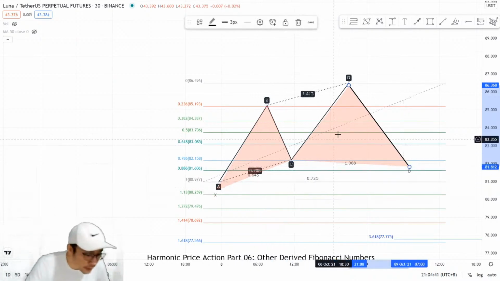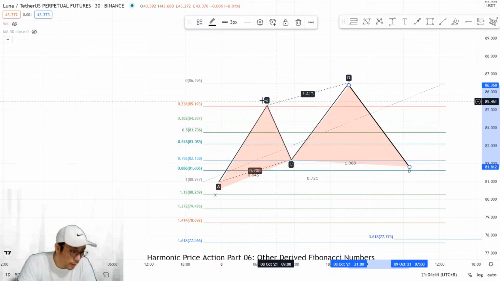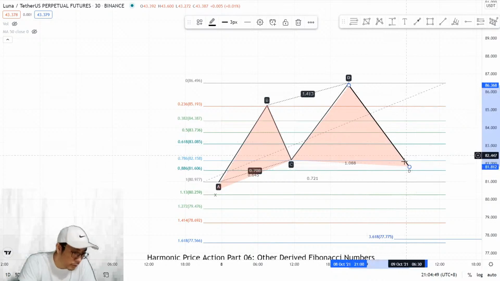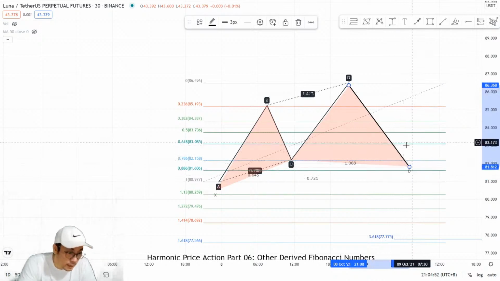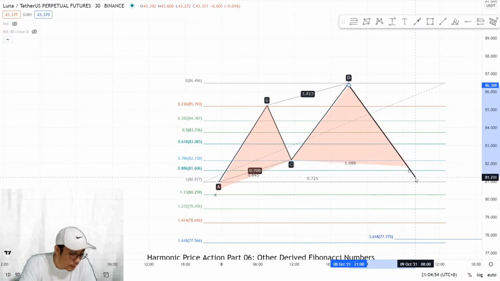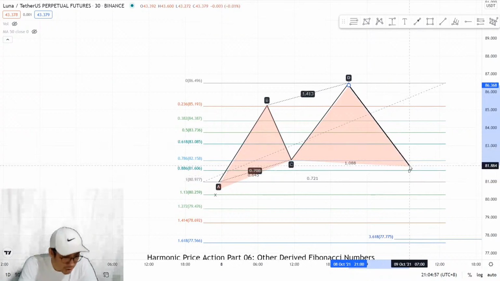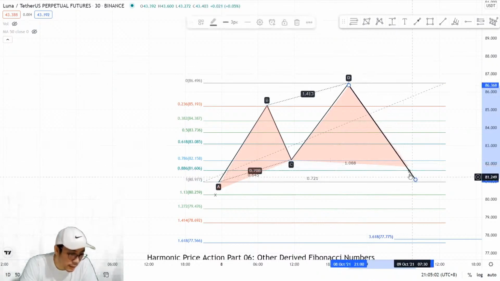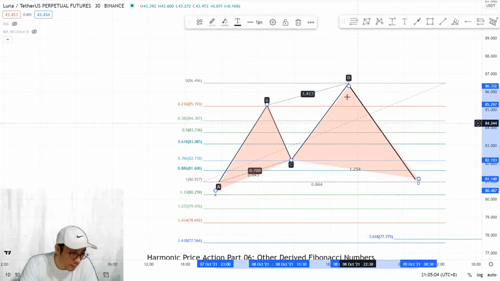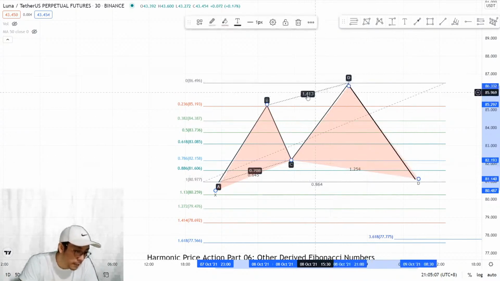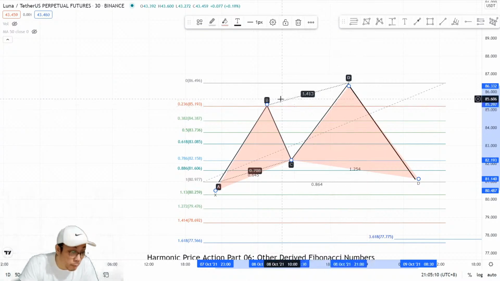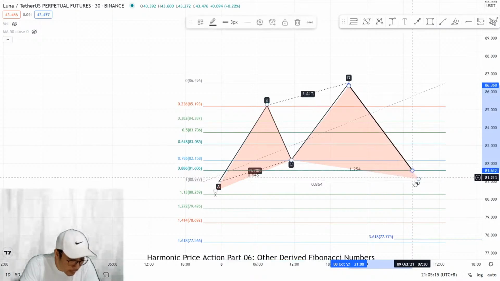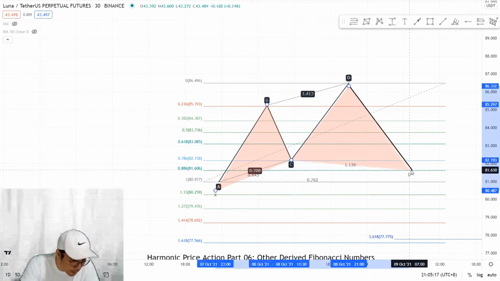But I'm just citing this as an example. Once you have this one already completed, you can usually have a pullback at this level to complete your cipher pattern. But usually if this is the case, what's being completed is still the 886 or the shark pattern. Because even if it's a shark pattern, it already fulfills the requirement for 113. So let's say, for example, with that one, it can now complete at this level, at 86 something.